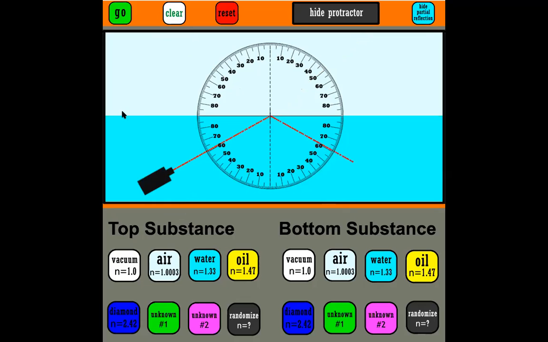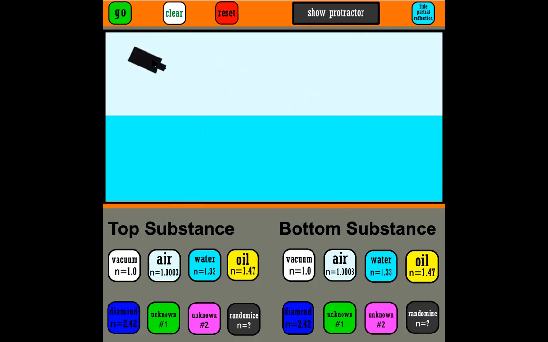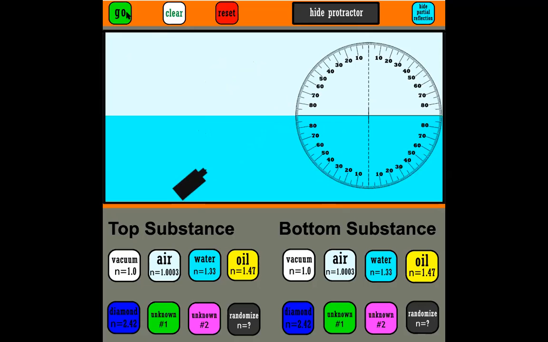Uh-oh, it didn't refract at all, didn't go through. Let's start over here. It's called total internal reflection. That didn't work. Why is this never working? Why is my life so miserable? Come on, that's straight, that's not right. Clear, reset, let's start at the beginning. Bring it down here, show my protractor, go.